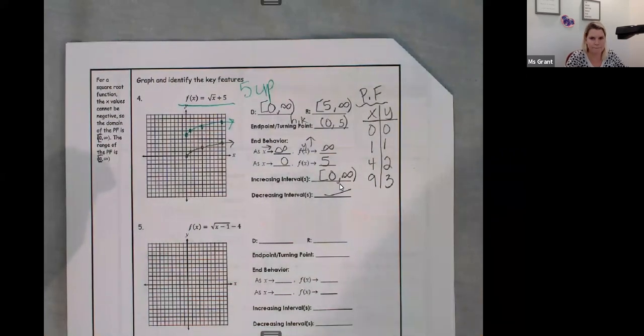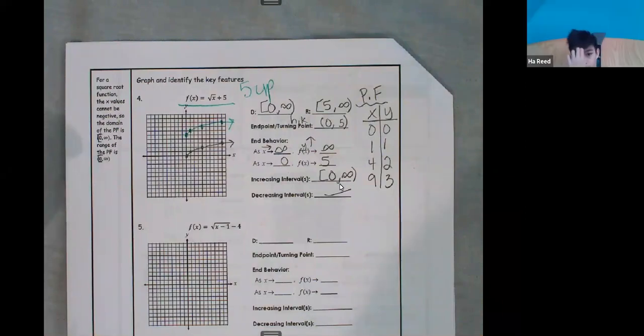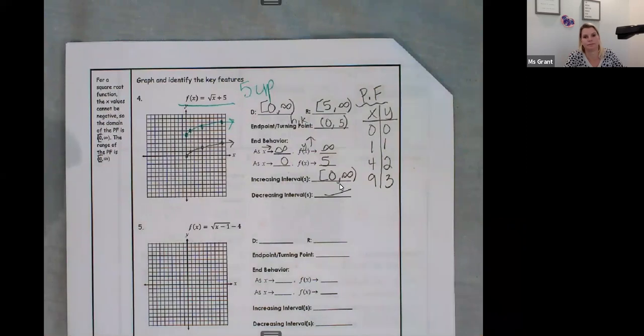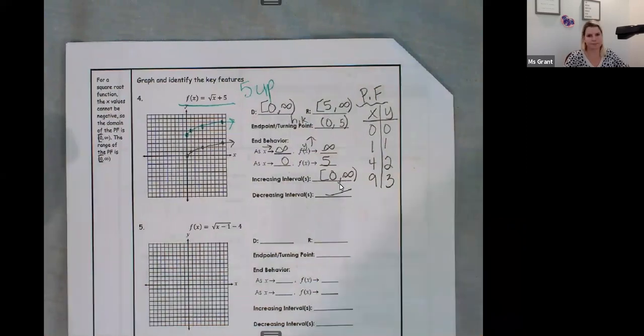Miss Grant, why did you put a bracket at the beginning? Because it's a closed circle. 0 is at, it's a closed circle, and it's included. So that's what bracket means.